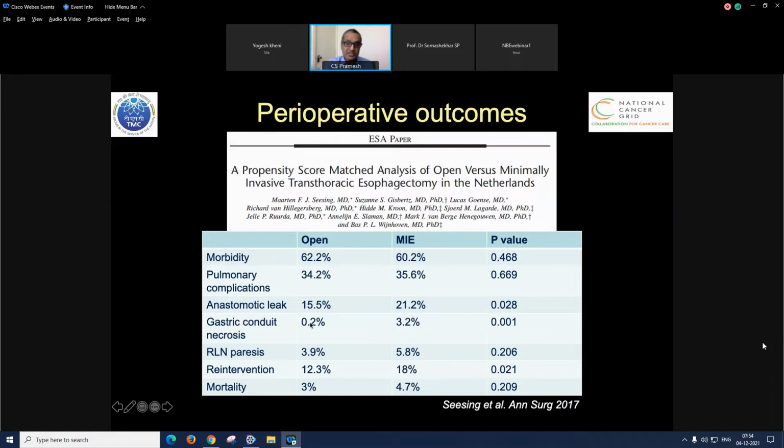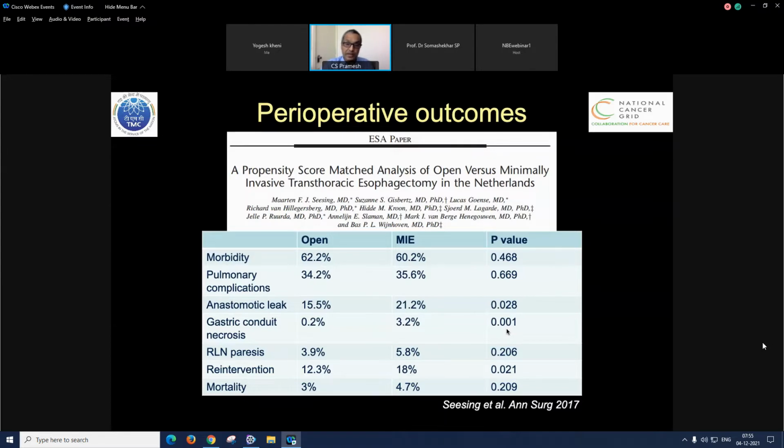But let's look at this interesting finding, which I pointed out even in the Japanese study, the one about gastric conduit necrosis. It seems to be substantially higher, whereas it's only 0.2% with an open esophagectomy, it's almost 3.2% with a minimally invasive esophagectomy, reaching statistical significance. Now, there are various theories as to why this has happened. Is this because of the higher use of energy devices and the fear of injuring some of the short gastric vessels, which is making the surgeon go close to the gastric wall when they are ligating or dividing these short gastric vessels?